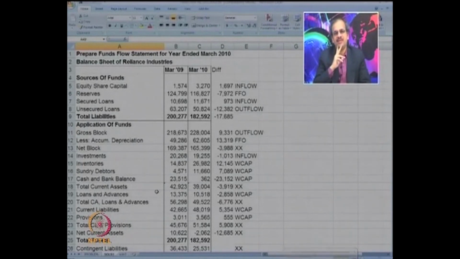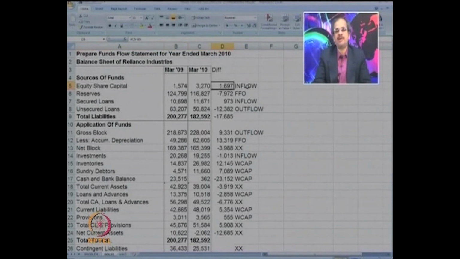So, we were here, if you remember, first we calculated the difference in this column. So, all the figures were simply subtracted, year 10 figures were subtracted from year 9 figures. So, you get the difference. Then we have identified the difference as inflow or outflow. So let us have a brief recap of it.